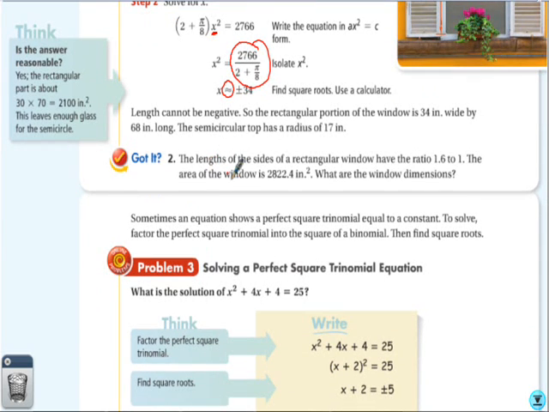So let's try this. The lengths of the sides of rectangular windows have the ratio of 1.6 to 1. The area of the window is 2822.4 inches squared. What are the window dimensions? Go ahead and see if you can set that problem up and try it, and then I'll help you through the answer there. Go ahead and try that now.